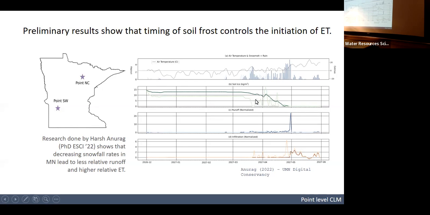So in these scenarios, when we have less and less snowfall inputs, we are seeing less stable frost layers and more infiltration over the course of the spring season, which means there is more water available for plant uptake.